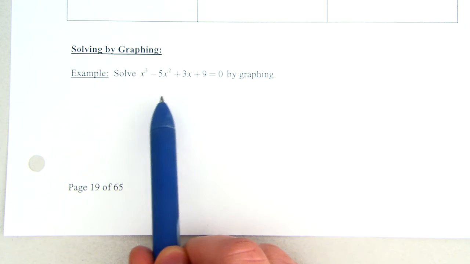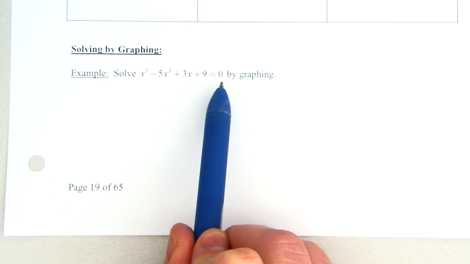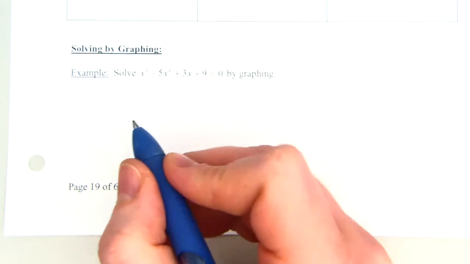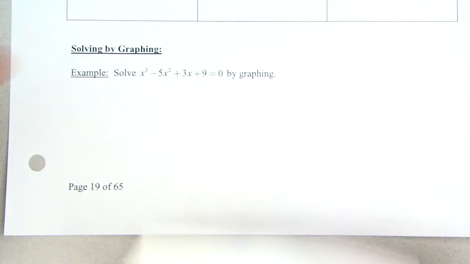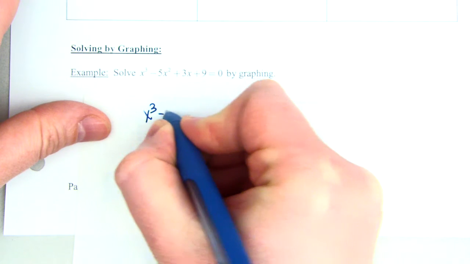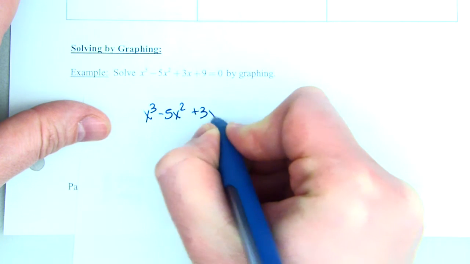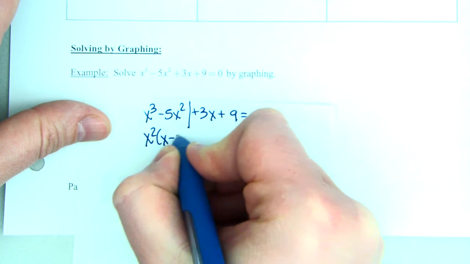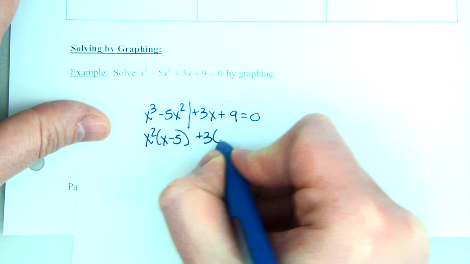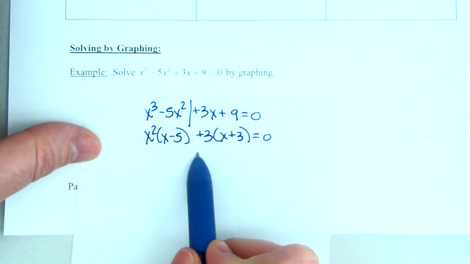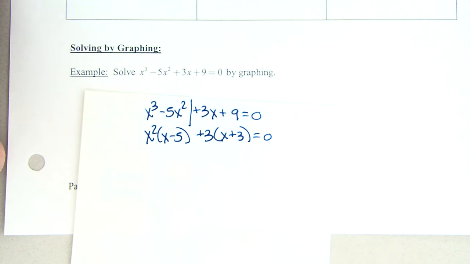Of all the methods we looked at, I don't see a GCF, certainly not quadratic-like. If you try factoring by grouping, you don't have to copy this down, you're going to get x cubed minus 5x squared plus 3x plus 9 equals 0. GCF x squared, we're left with x minus 5. GCF is a 3, we're left with an x plus 3. That's not going to work. You've got to have the same thing left, and we don't. None of the methods that we've seen will work for this.